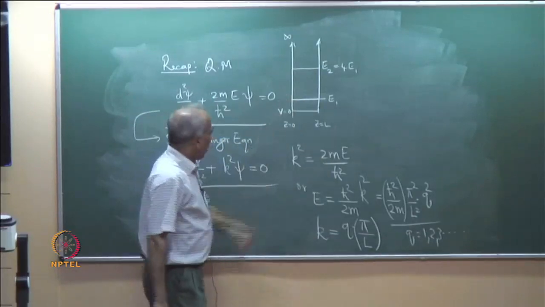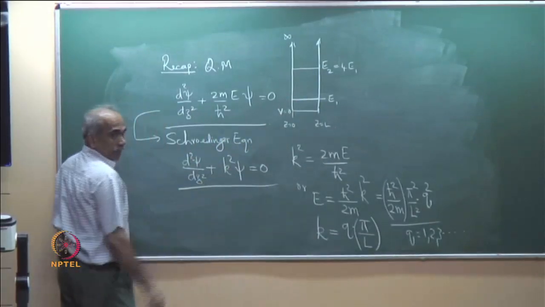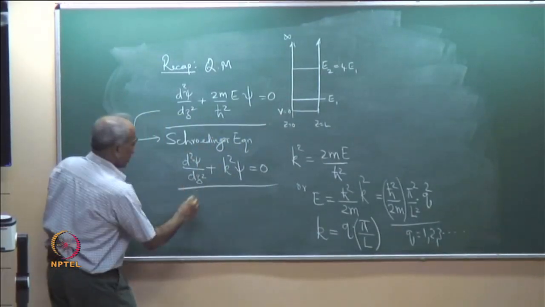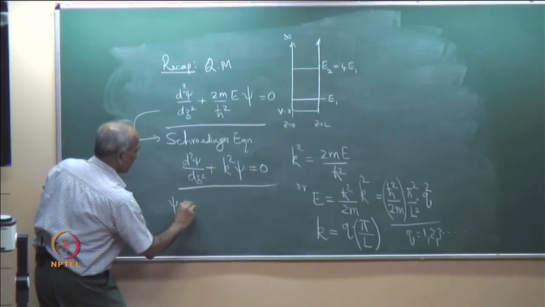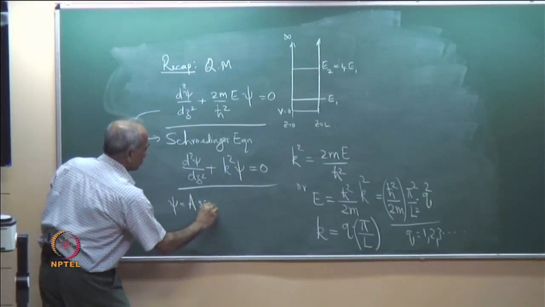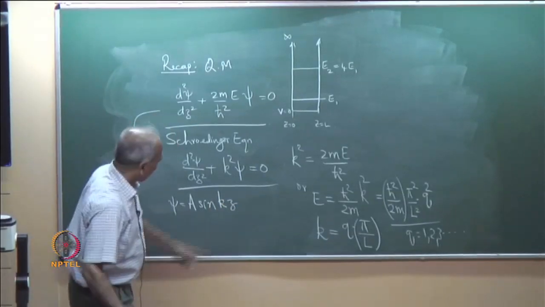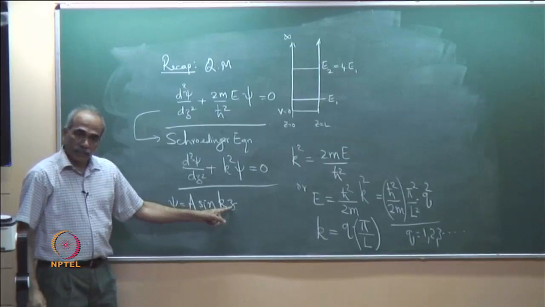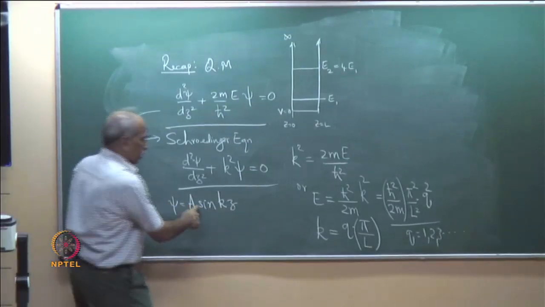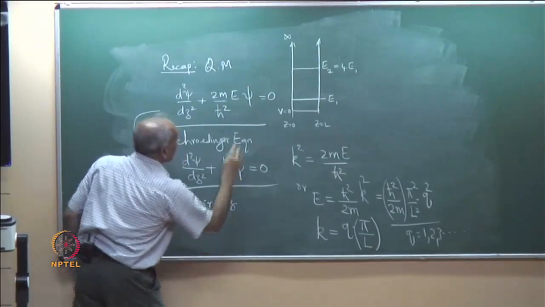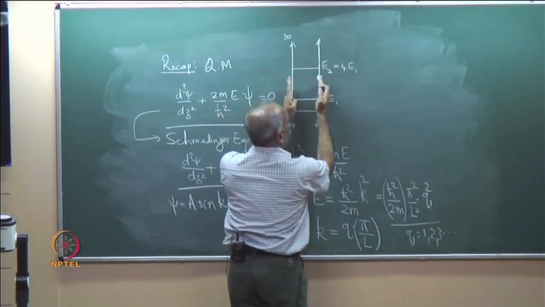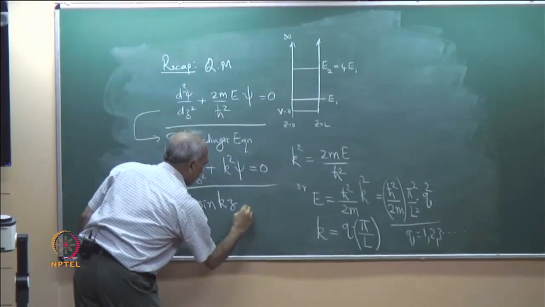And what kind of wave functions? If you solve this, what will you get? You will get solutions of the form psi is equal to A sin kz, and this is inside the well.